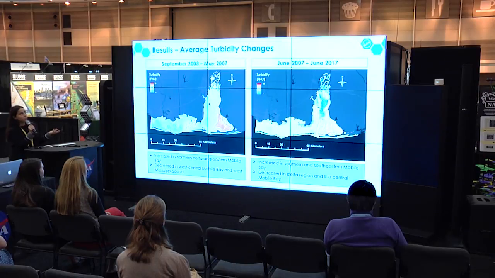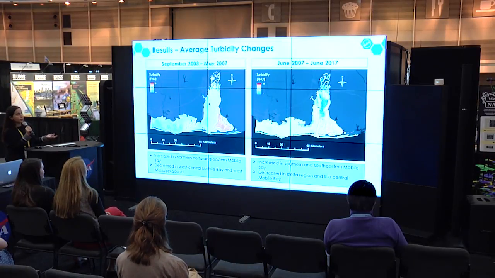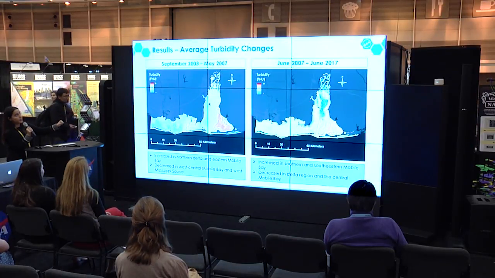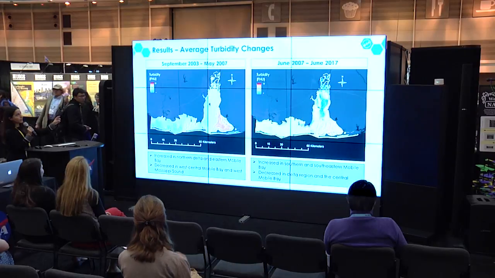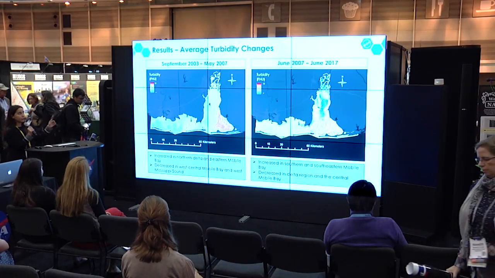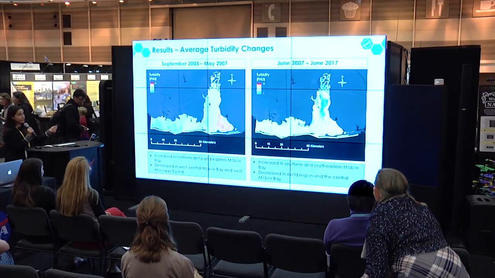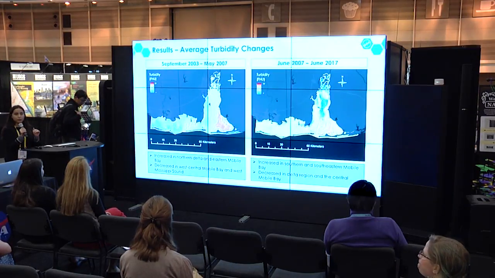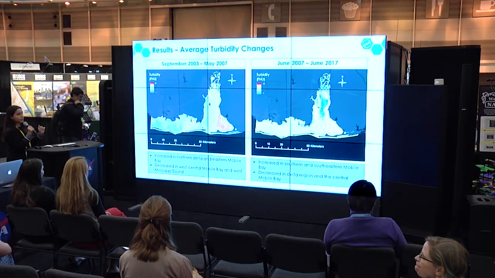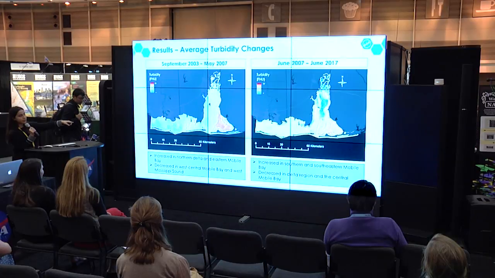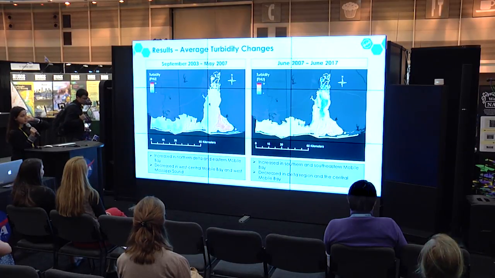So these are the results for the average turbidity changes in the area. If you look at the image on the left, these are the average turbidity changes from 2003 to 2007. The red colors indicate a positive change or increase in the amount of average turbidity, and blue colors indicate a negative change or a decrease in the amount of turbidity in the area. So from 2003 to 2007, there is an increase in the southeast section of the Mobile Bay and Mississippi Sound.